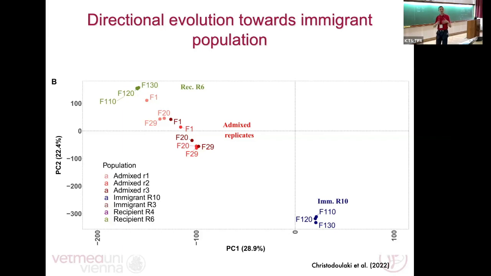Another way to look at how these populations are evolving is on the PCA. So here we have the immigrant population, we have the recipient ones, and then you see basically at the F1, this is one of the immigrant populations, these are the two others, and they all move basically towards the immigrant population, consistent with the idea that alleles from the immigrant populations are going up in frequency, so they become more like the immigrant population.